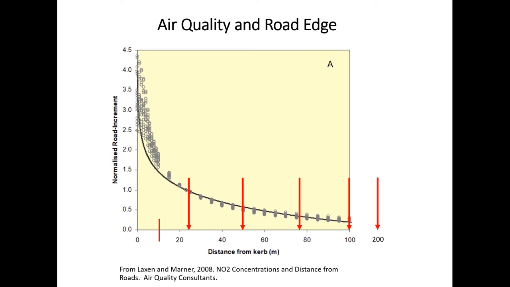So I decided to sample the vegetation at fixed points on a transect perpendicular to the road, and I chose to do it at fixed intervals: 25, 50, 75, 100 and 200. The red line here, I couldn't get any closer.